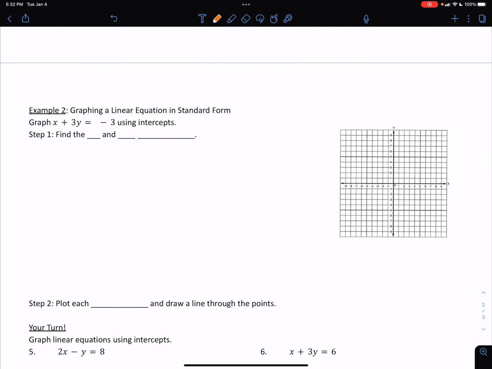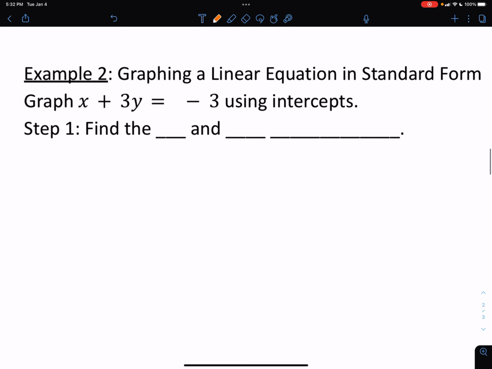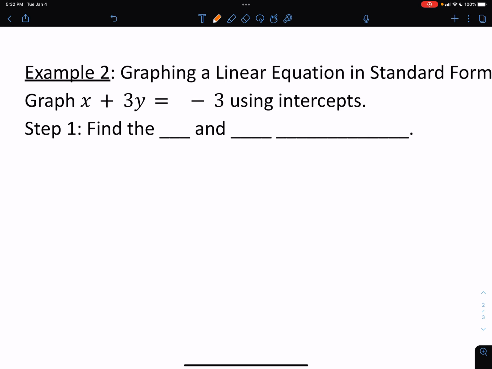So this is called standard form. That's one way you could do it. You could solve for y, make it look like y equals, and then from there graph it. But there's another way you can graph equations. This way is called using intercepts. I can graph equations using intercepts. Step 1 is to find the x and y intercepts. Here's how you do that.